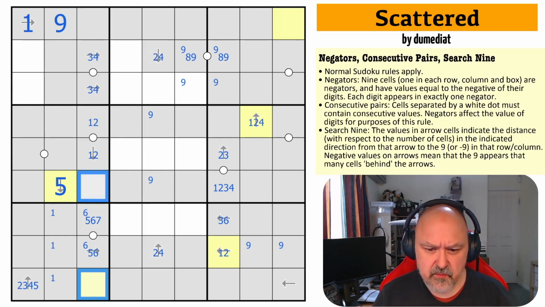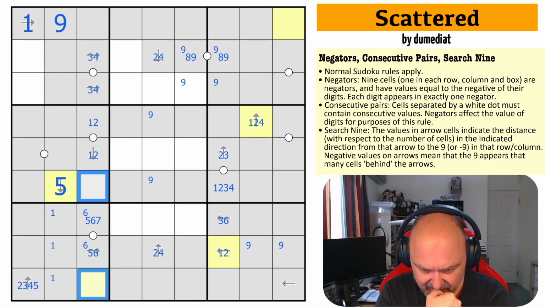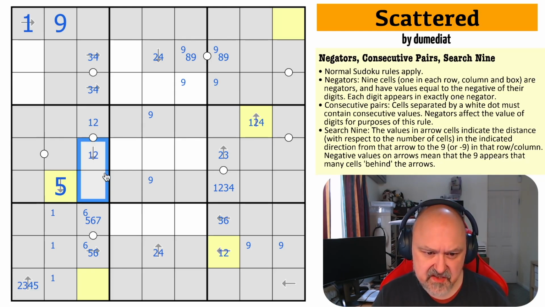Nine in this column is in one of those. If this is the 9, this is the 1.